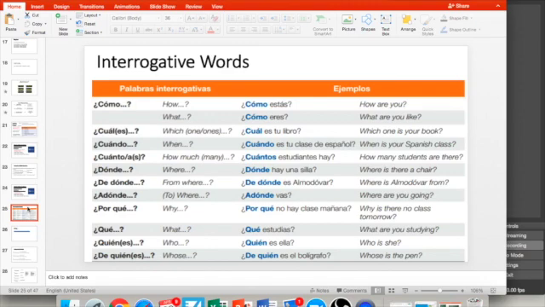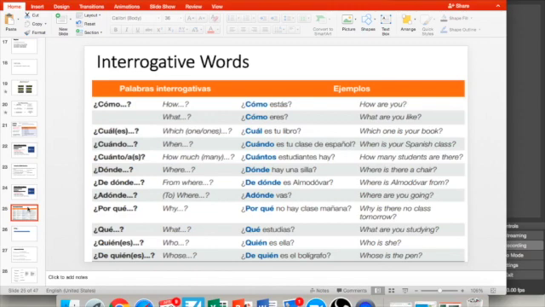Dónde, where. De dónde, from where. A dónde, to where. So let's hear those again. Dónde by itself, where. De dónde, from where. Or a dónde, to where. You also have por qué, which means why. Qué, what. Quién, who, or quiénes, who all. And then de quién, whose, or of whom, literally.